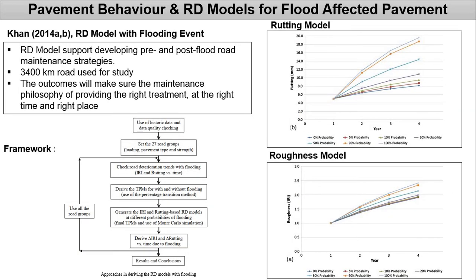In 2014, Khan first introduced the RD model with the flooding event. Basically, the new thing in his framework was that he introduced a flooding event, and he came up with different rating and roughness models with different percentage probabilities of flood risk for the future. He also introduced a framework for the same, for how we can develop this deterioration model.